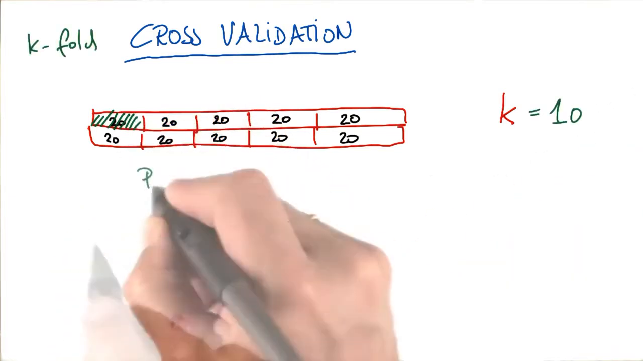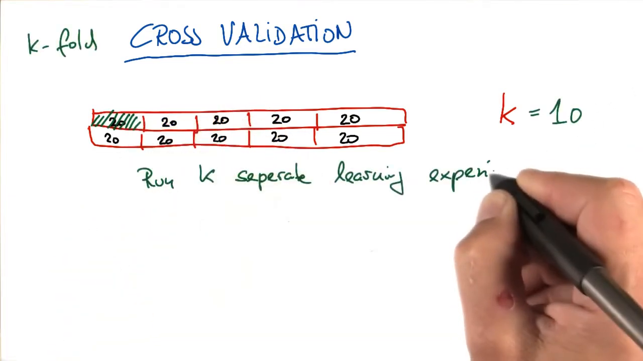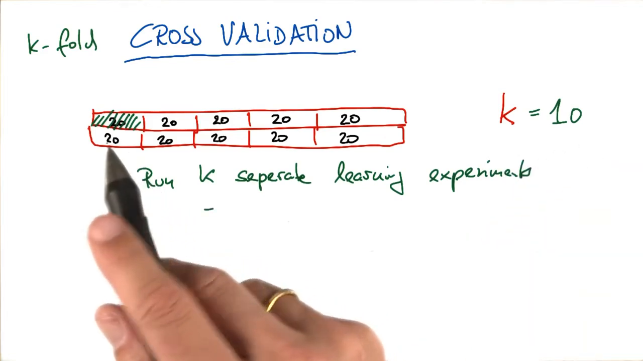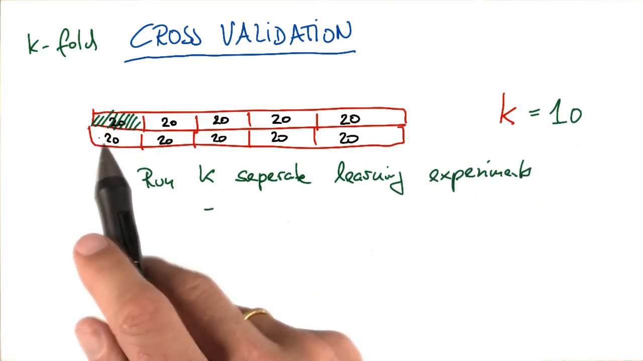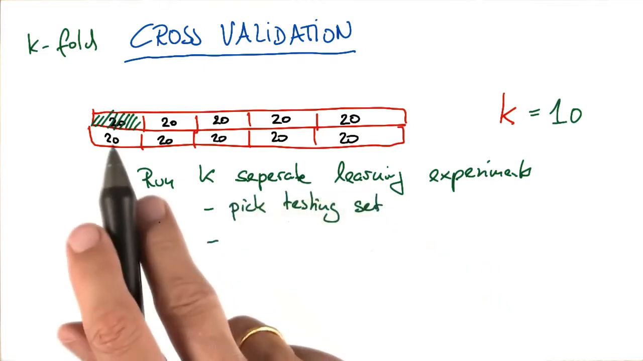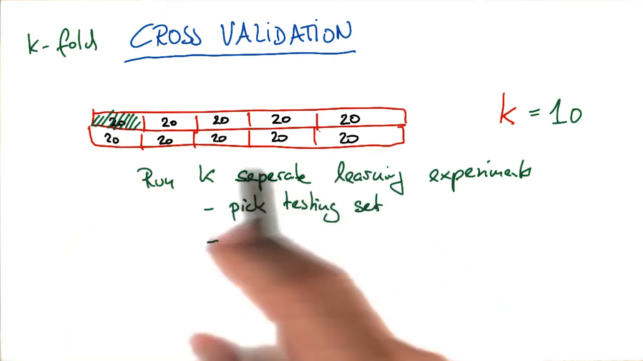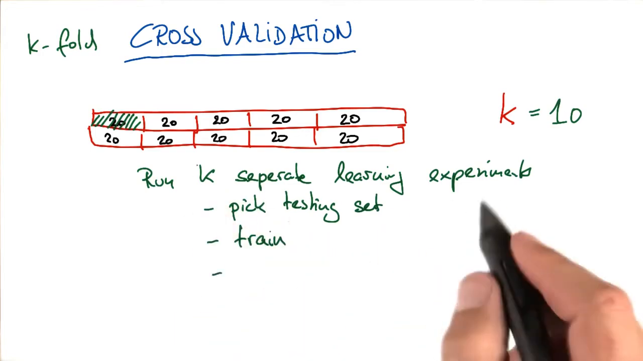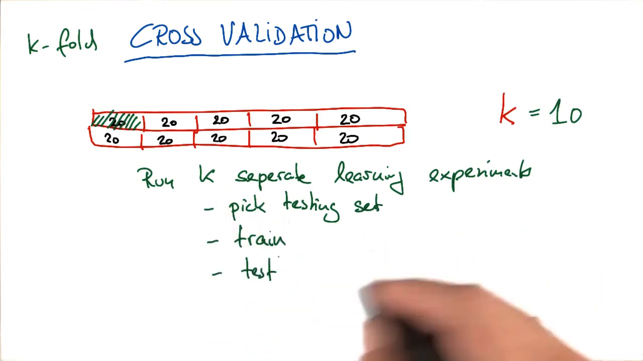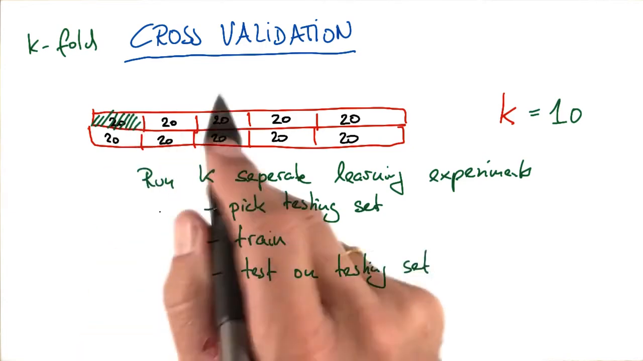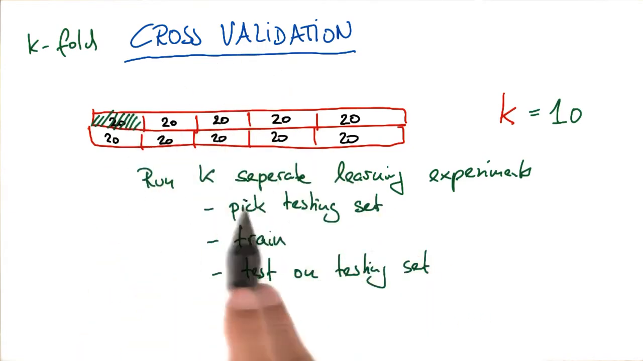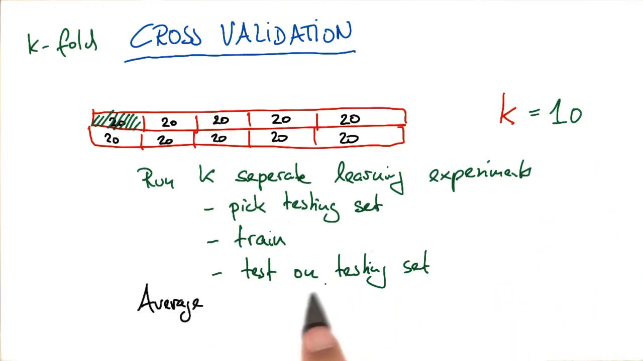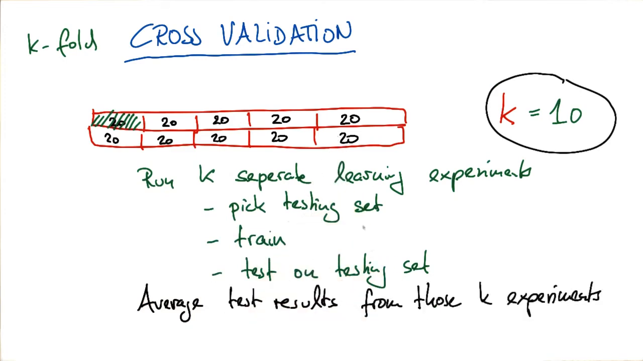In k-fold cross-validation, you run k separate learning experiments. In each of those, you pick one of those k subsets as your testing set. The remaining k-1 bins are put together into the training set. Then you train your machine learning algorithm, and just like before, you test the performance on the testing set. The key thing in cross-validation is you run this multiple times, in this case 10 times, and then you average the 10 different testing set performances for the 10 different holdout sets. So you average the test results from those k experiments.